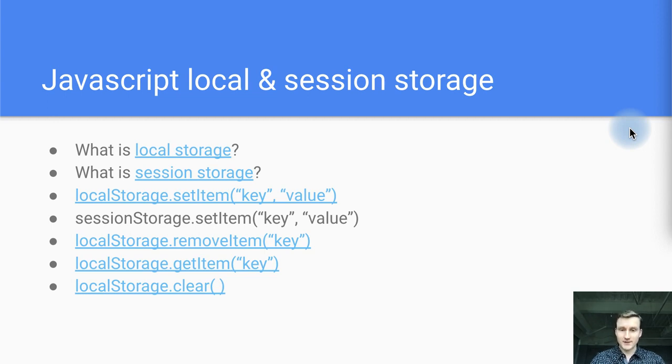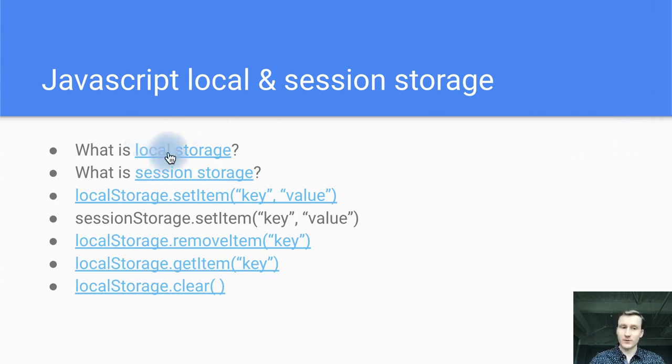We have a method .setItem which allows us to set a key value on that storage interface. We also have removeItem which can remove an item by its key from the storage interface. And then we have localStorage.getItem, which will return the item based on the key from the storage interface. And then we have localStorage.clear, which will remove all of the items in local storage.